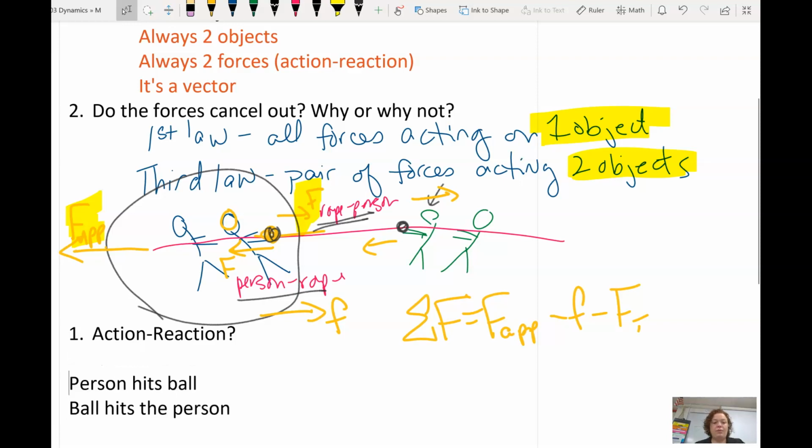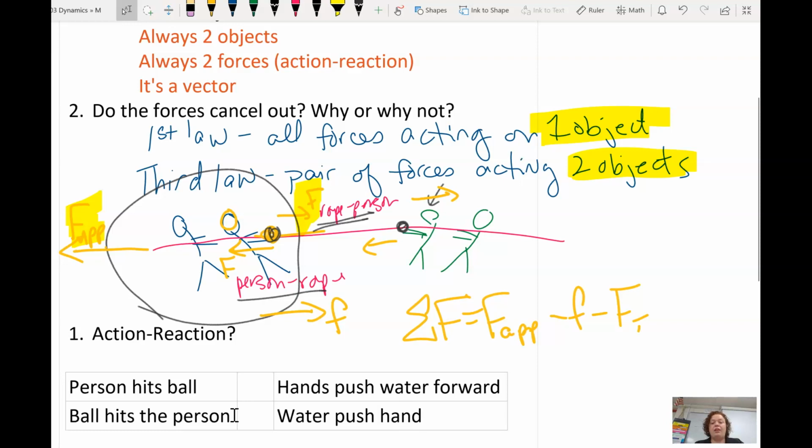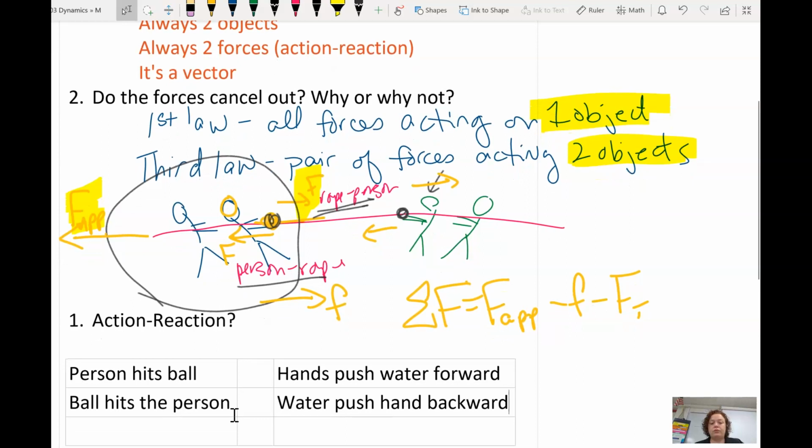Another one would be, let's see, a common one. If I'm swimming, right? The hands push on the water. Hands push the water which way? Forward. Okay, what's the next batch? Then the water pushes the hand backward. Let's see how the pattern's going here.